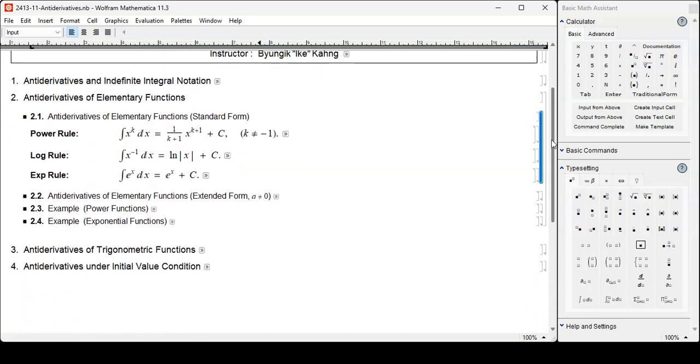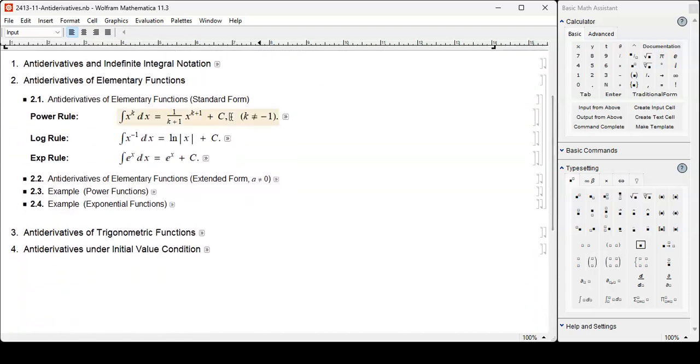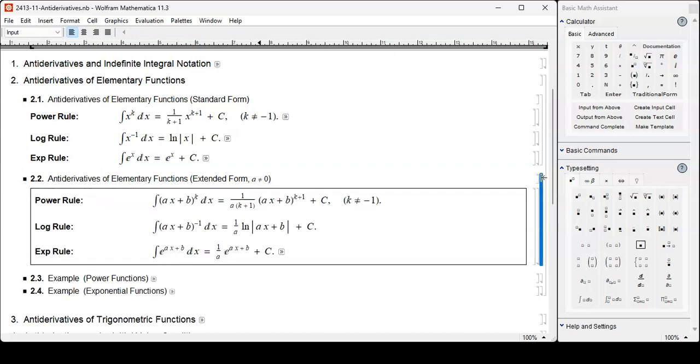Here's a reminder on the standard rule. Take the derivative from the right hand side, you're going to get back to the integrand. This one too. But these expressions are not general enough. Let's expand it a little bit further.